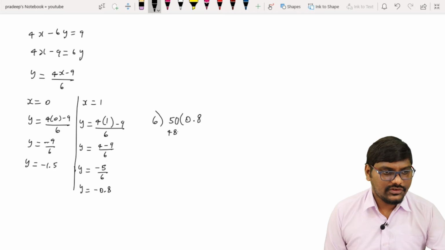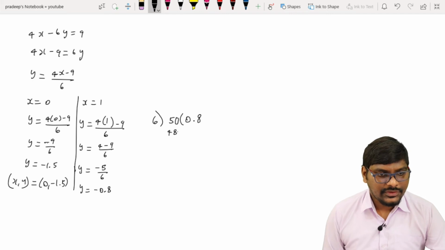So in the first equation we got x comma y, that is nothing but 0 comma minus 1.5. In the second one we got x comma y is equal to 1 comma minus 0.8.